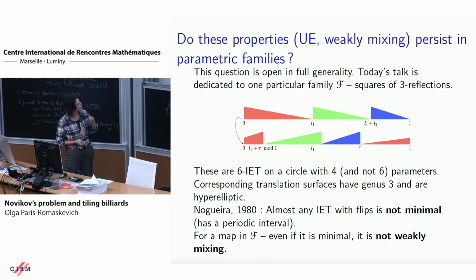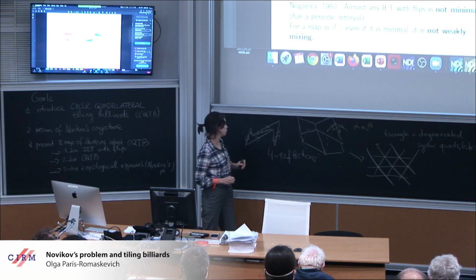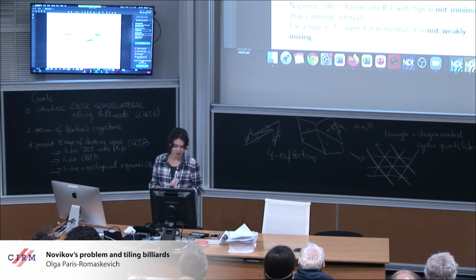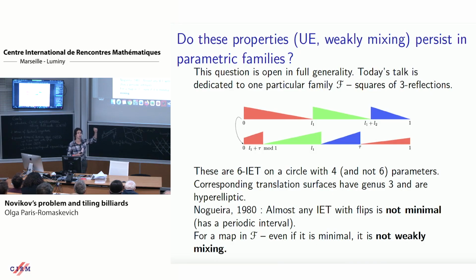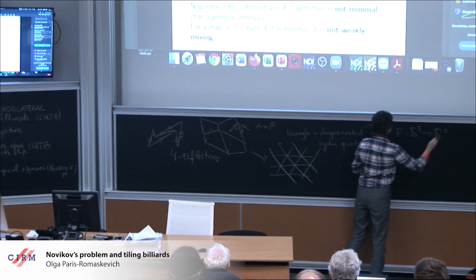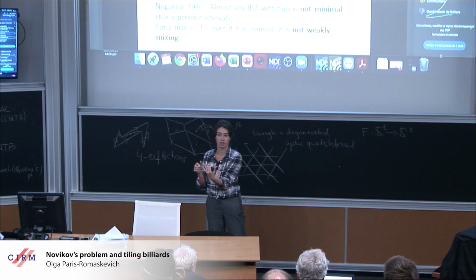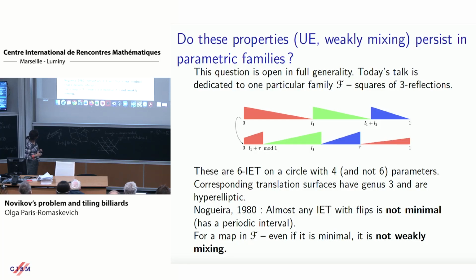Squares, I've written here 3 reflections, but you can think of 4 reflections better. So actually 4 reflections will correspond to cyclic quadrilaterals, and 3 reflections to triangles. So what are 3 reflections? A 3 reflection is a map from a circle to itself. You can think about an interval to itself by cutting a circle in some point. And it's an interval exchange transformation, but it not only moves intervals, it also changes orientation. It flips them.